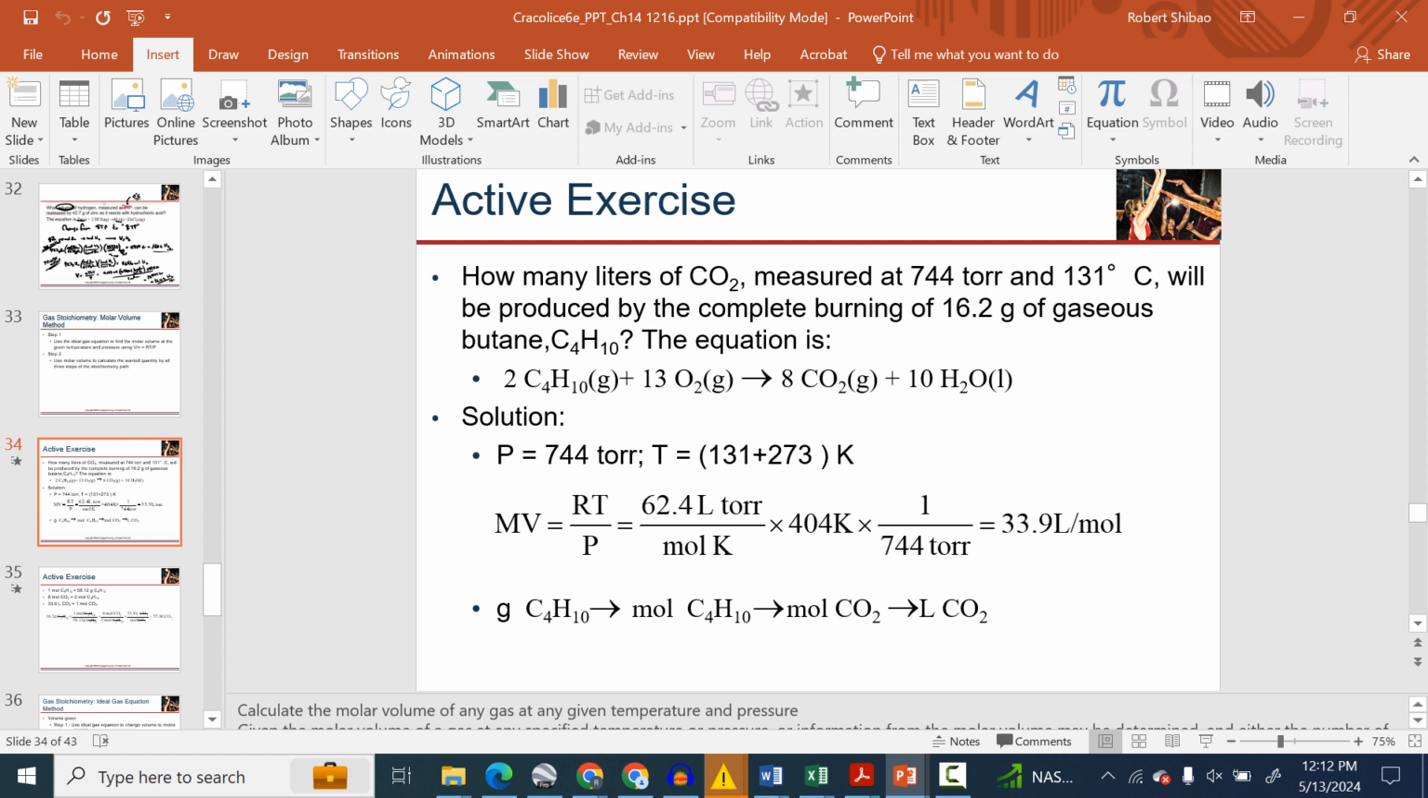It's quite a bit bigger than normal because the pressure is lower and the temperature is higher. That would be for the final conversion here. The other option is to stop, calculate the n, and then use PV equals nRT to solve for the volume.